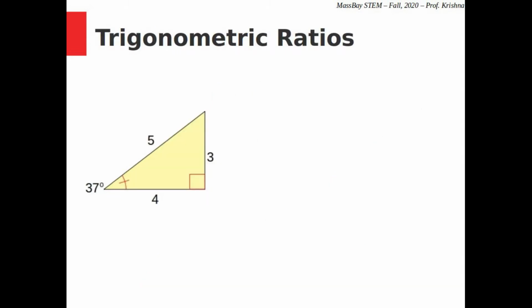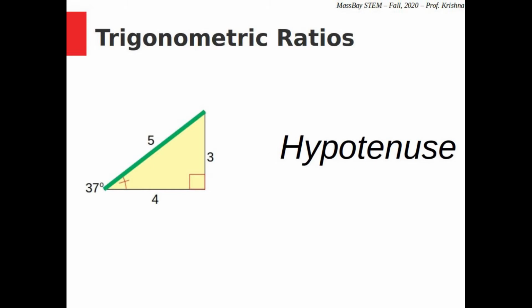Consider the 37-degree angle. We can describe the sides on the basis of their relative location to that angle. The side opposite the angle has a length of 3. The side adjacent to the angle has a length of 4, and the hypotenuse has a length of 5. Remember that the hypotenuse is always the longest side in a right triangle, and it's always opposite the right angle.